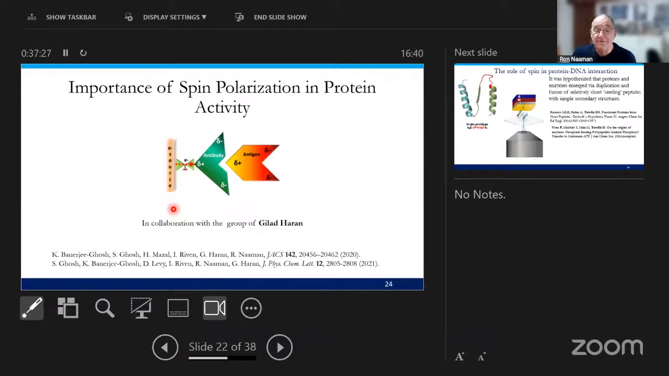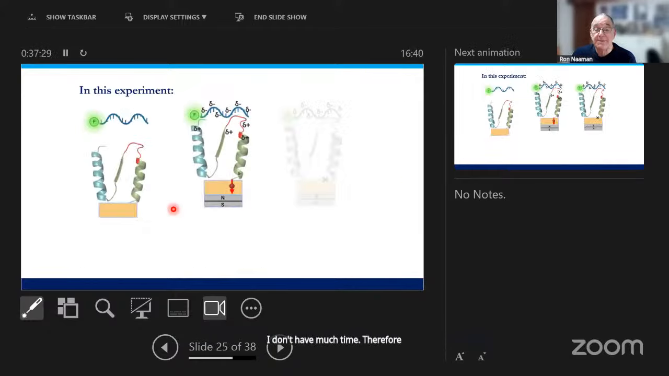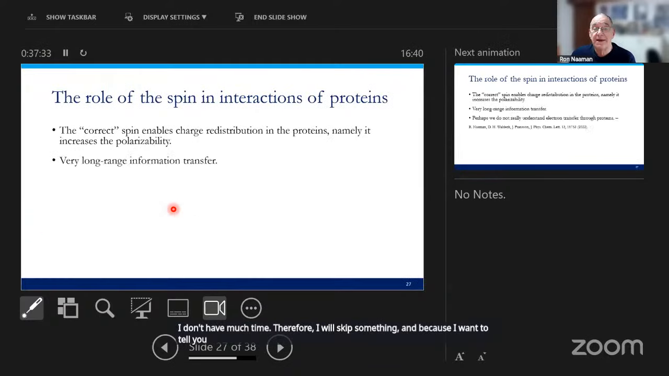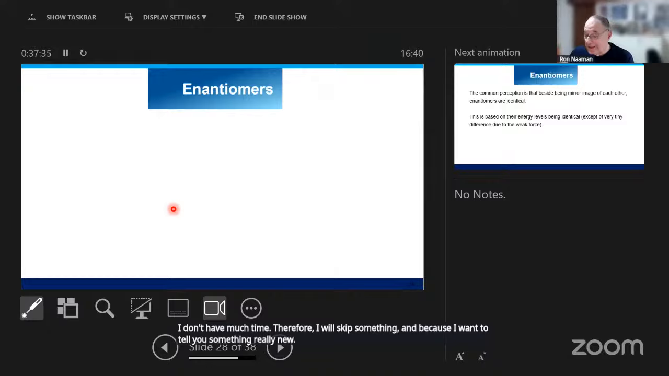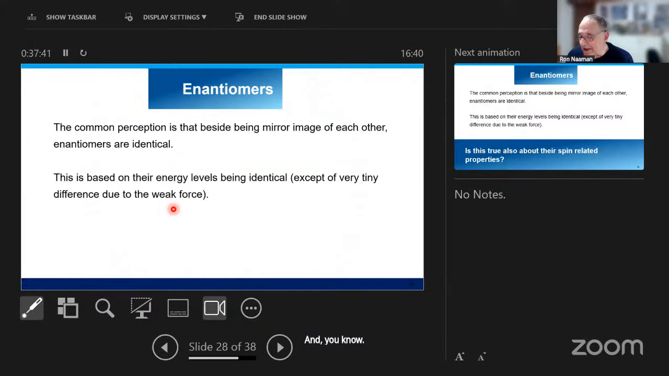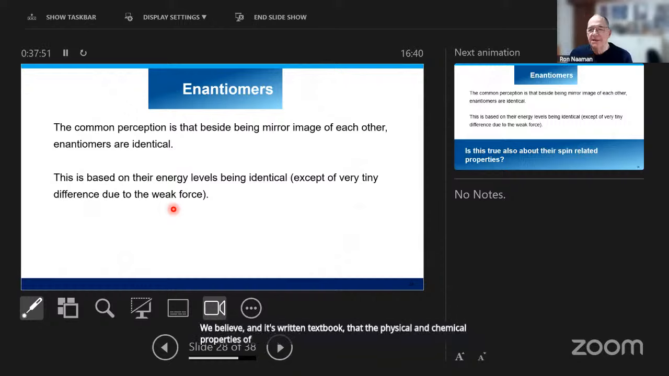I don't have much time, therefore I will skip something, because I want to tell you something really new that I think you are the first to hear about. And you know, typically when we have two enantiomers, we believe, and it's written in textbooks, that the physical and chemical properties of two enantiomers are identical.